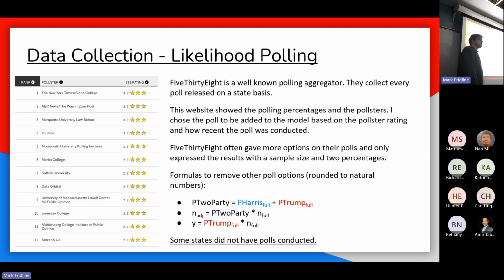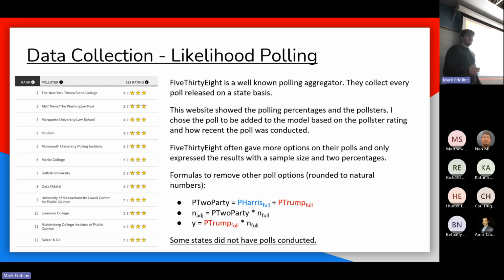However, this website only showed the polling percentages and the sample size. But in order to use our likelihood data, we had to have a number of successes and a sample size. So I had to, again, do some formulas. They often gave more options on their polls as well, and only expressed the results with a sample size of 2 percentages. So again, I had to figure out what percentage of people are only going to cast their vote for Harris or Trump. I found the proportion of two-party, sorry. Then I had to adjust the sample size according to that. So we're sort of reverse engineering the poll.